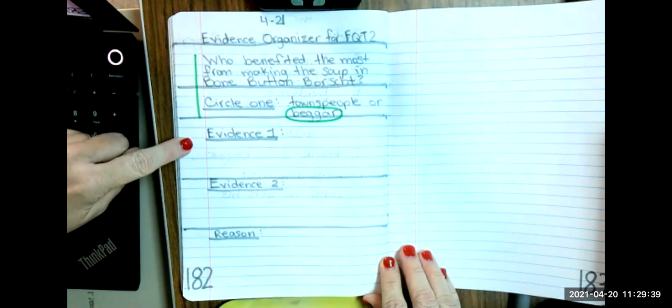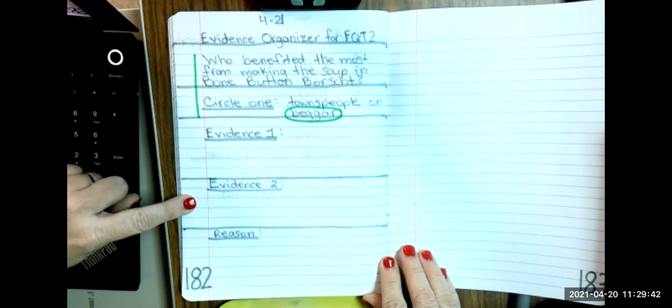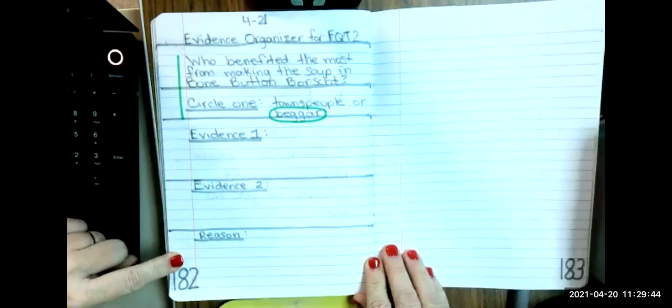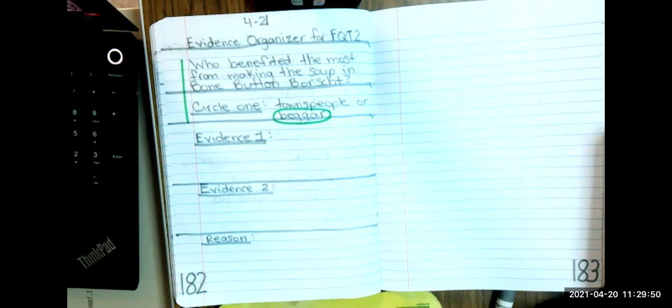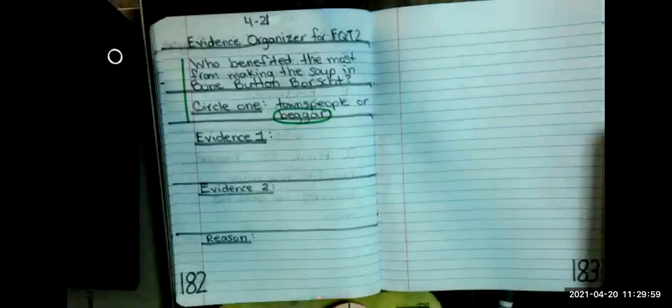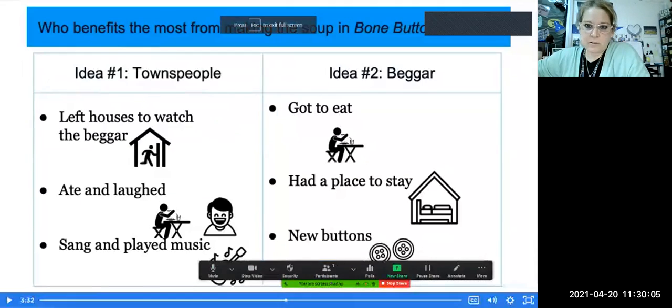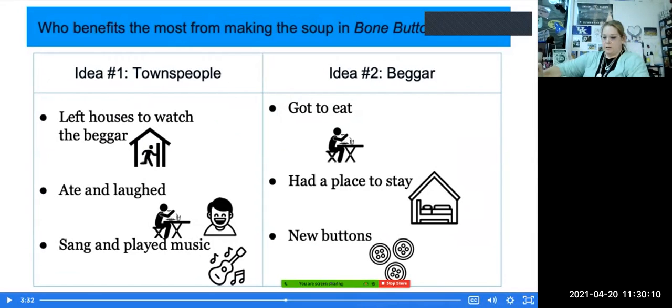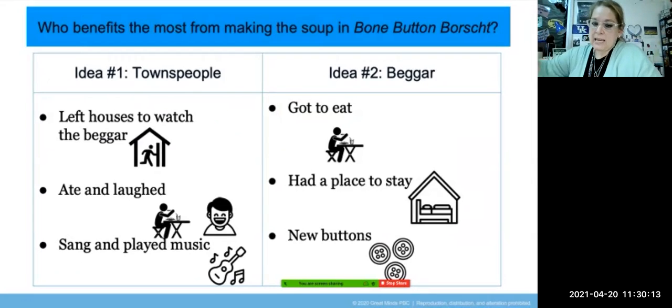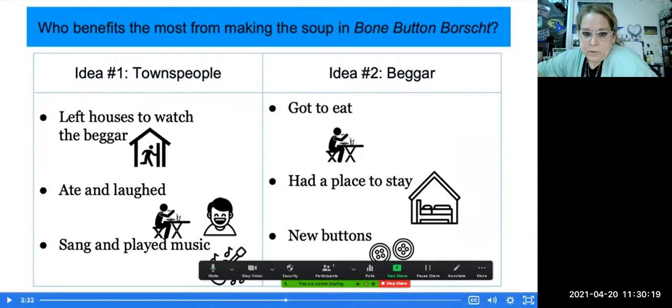Okay, I have room for my first piece of evidence, my second piece of evidence, and I'm going to write my reason down here. Now, where am I going to get my evidence from, guys? I'm going to go back to the video and look on the screen. So I am writing about the beggar. The choices are he got to eat, he had a place to stay, and he had new buttons.